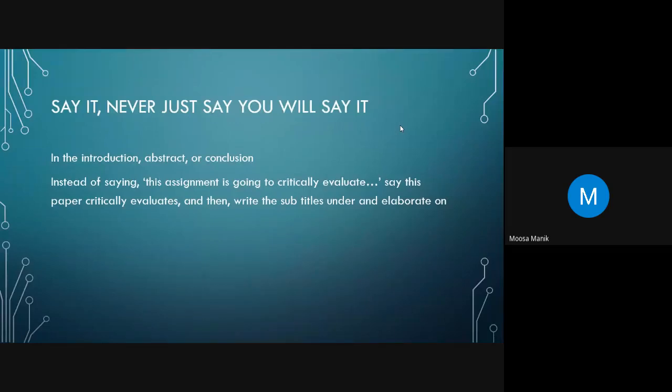Now, I have actually written in the introduction or the abstract or the conclusion, instead of saying this essay is going to critically evaluate, say that this paper critically evaluates, and then write the subtitles under and elaborate on. Now, I wonder if you do have any difficulties there.